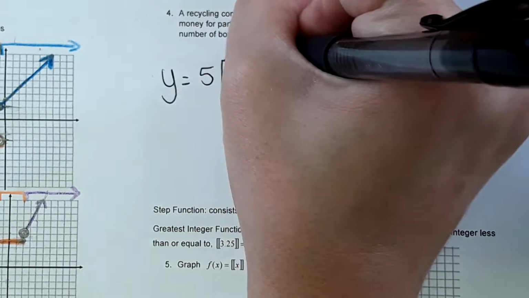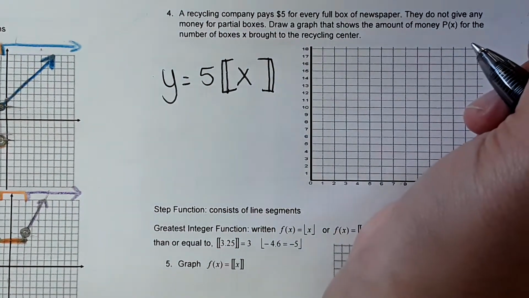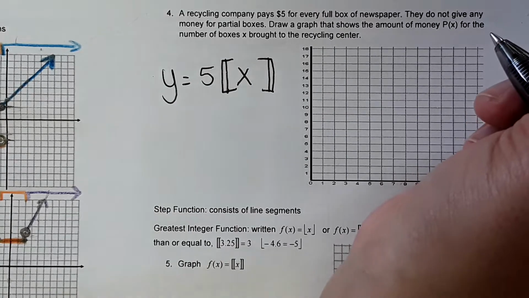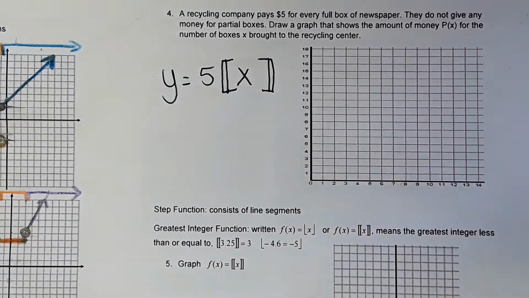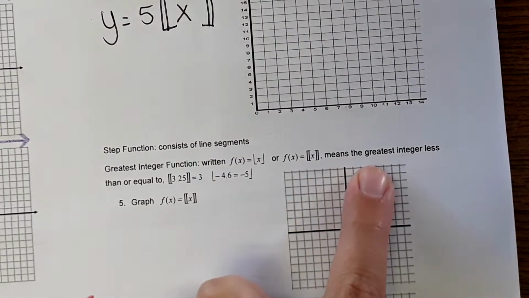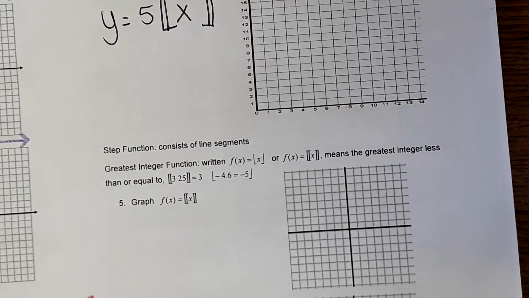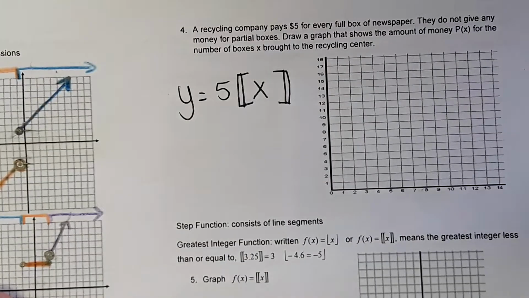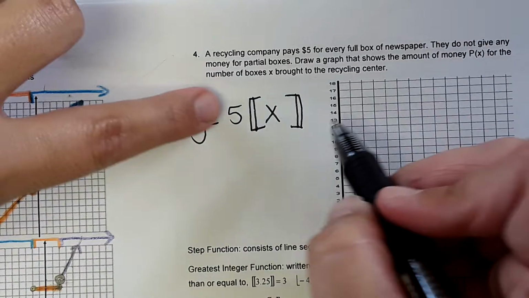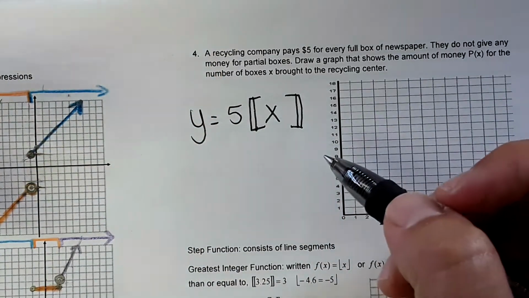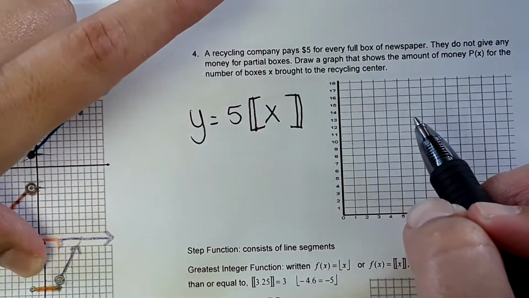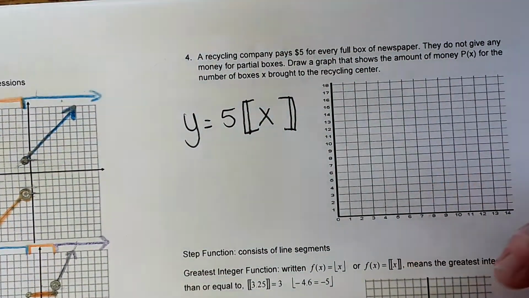Have you ever seen this symbol before in your life? No. Like a double bracket? Yeah. Just wondering. Okay, here's what the double bracket means. It means the greatest integer less than or equal to the number. So if you have like 1.5 boxes, but you're only paying out for every one box, then it would be 1. And we'll see that in action in a second.